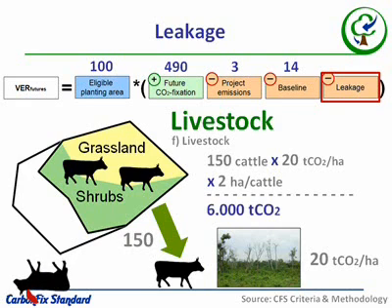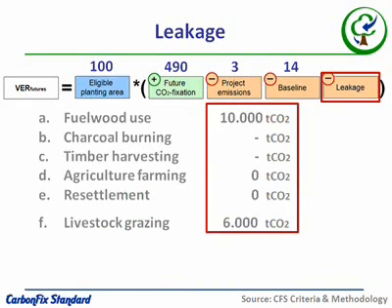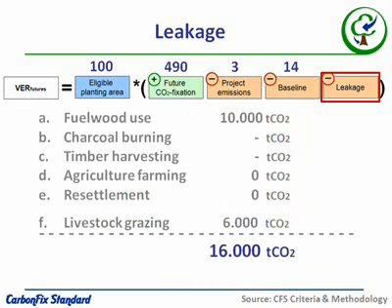Summarizing now all the leakages, we conclude with a total leakage of 16,000 tons of CO2. This time, we have to divide this sum by the total project area of 800 hectares, which gives us a leakage effect of 20 tons of CO2 per hectare.